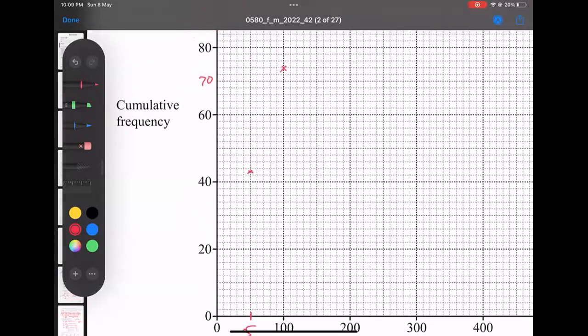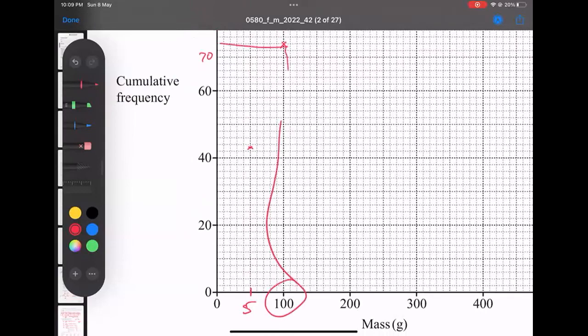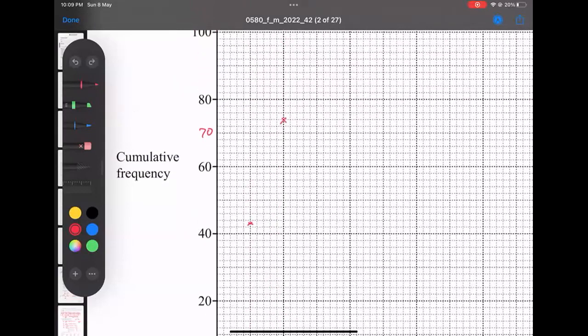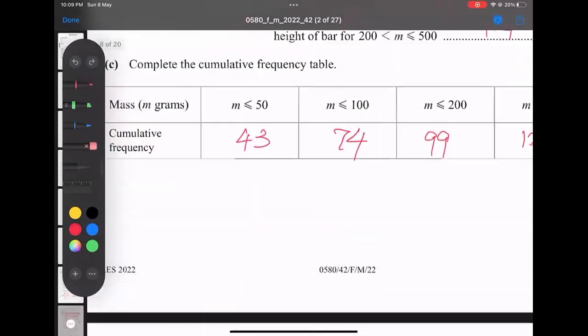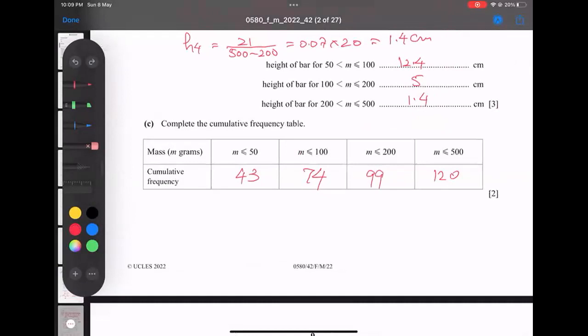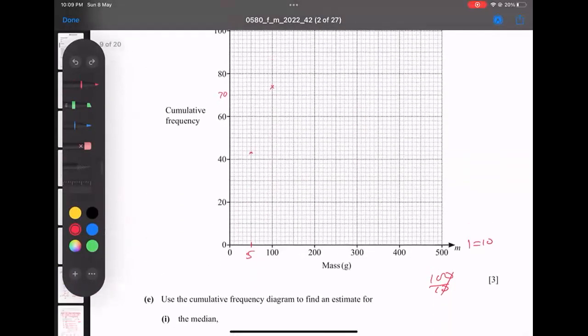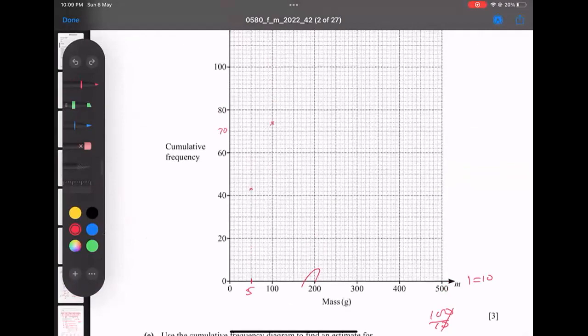Let me check 100. Yeah. So look, 174, correct. Now, next one, 299. X is 200 and Y is 99.